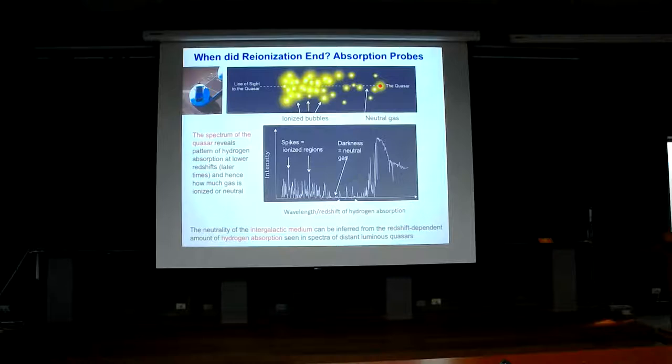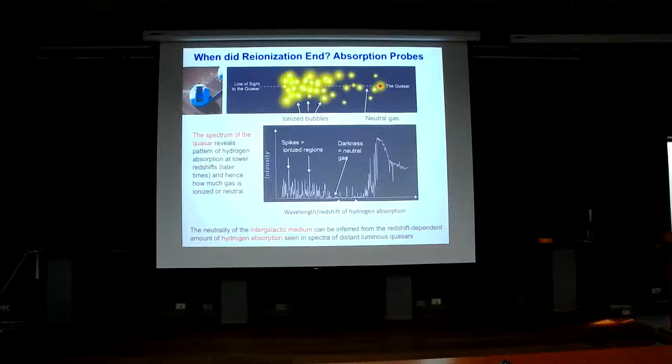So if you think of this, it's like a torch that's shining towards the telescope, and we can see in the spectrum fluctuations in the signal that represent absorption or lack of absorption from hydrogen. So it gives you a one-dimensional slice of these ionized bubbles. Where there's ionized bubbles, the light is not completely extinguished, and where the gas is still neutral, the light from the quasar is completely extinguished.